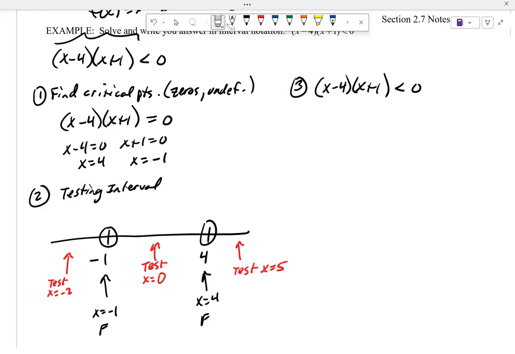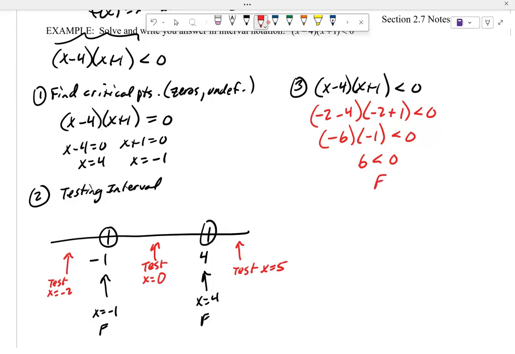In our original. So let's test -2. -2 minus 4 times -2 for x plus 1. -6 times -1 is 6. Is 6 less than 0? False. It is not less than 0, right? So false. That's not part of our solution.